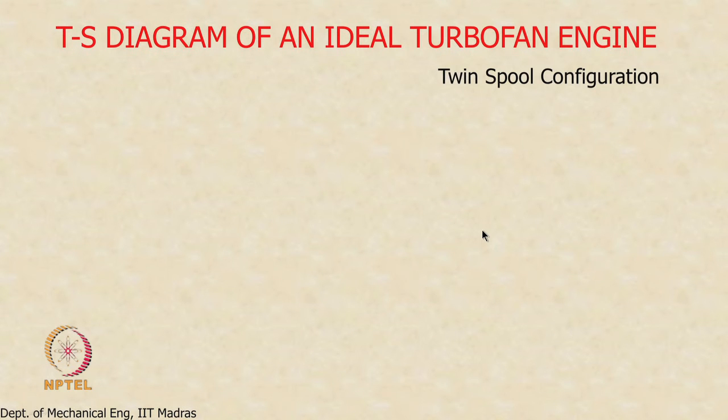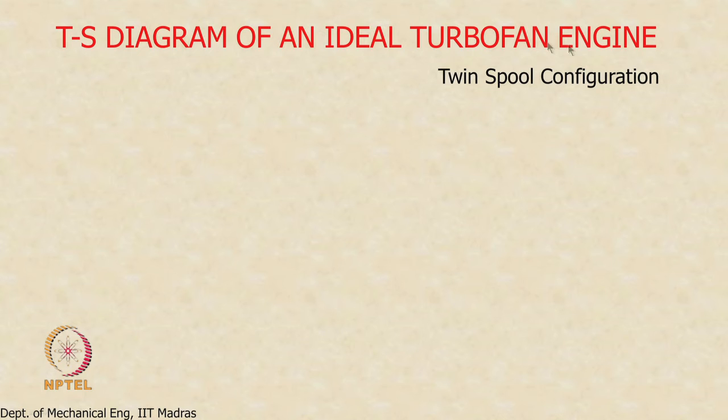We will follow this up with a look at the TS diagram of an ideal turbofan engine. The turbofan engine, as I said earlier, has multiple spools because of the differential speed requirements of the fan and the compressor blades. The fan has to spin at a much lower RPM, whereas the last stages of the compressors have to run at much higher RPM. So it will have multiple spools, and what we will discuss in the course is a twin spool configuration. It has two shafts, the fan is mounted on a separate shaft and the rest of the compressor is mounted on a separate shaft.